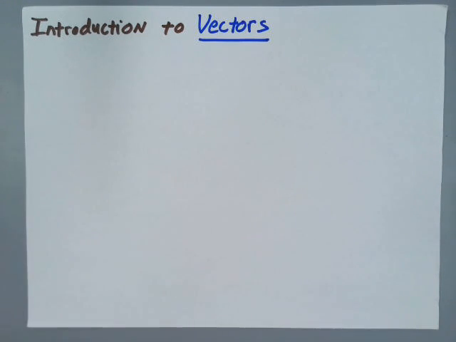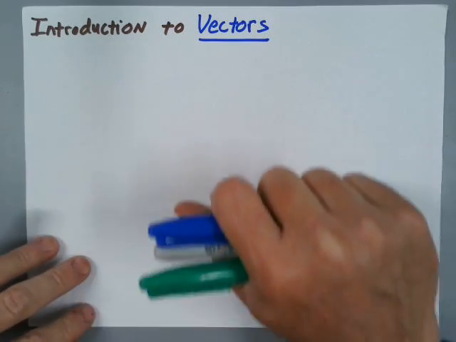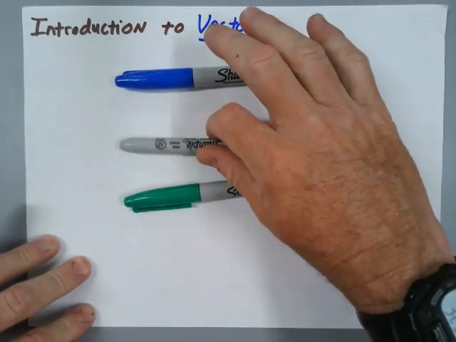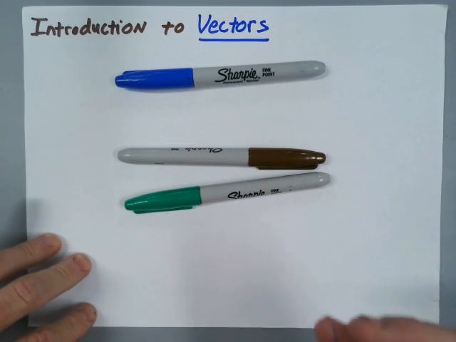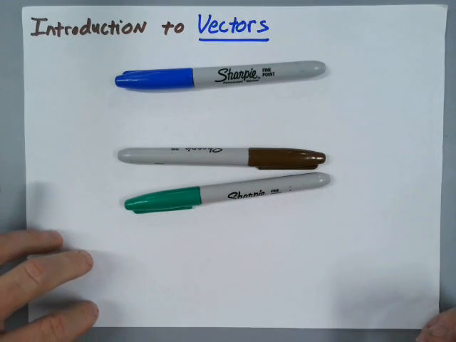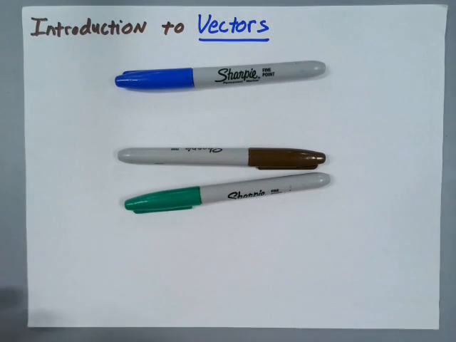First of all, a vector is a quantity. It's a number, but it's not a counting number. For example, here I've got 1, 2, 3 markers. Saying I have 3 markers is a count. It is not a vector. A vector is a quantity that is said to have both a magnitude and a direction.